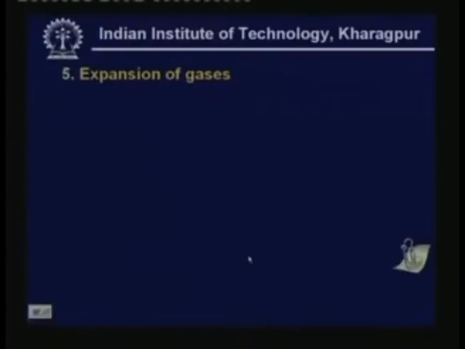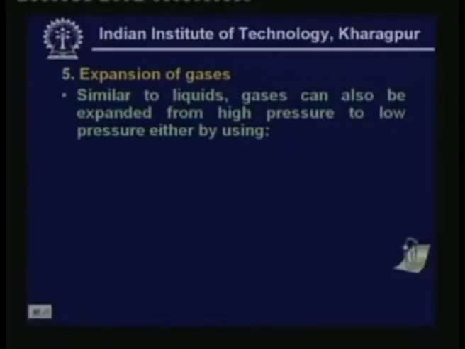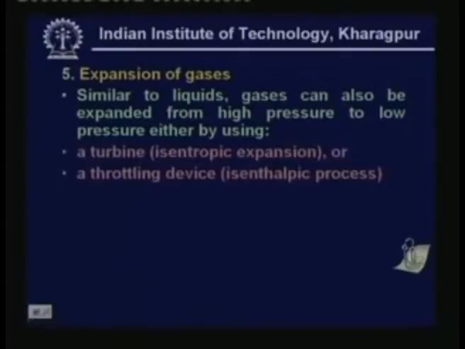Now let us look at the next method of reducing the temperature, that is by using expansion of gases. Similar to liquids, gases can also be expanded from high pressure to low pressure, either by using a turbine, that means you can use an isentropic expansion using a turbine and get net work output, or you can also use a throttling device, that means an isenthalpic process. So just like liquids, you can reduce the pressure either by using a gas turbine or by using a throttling device, right? But there is an important difference.